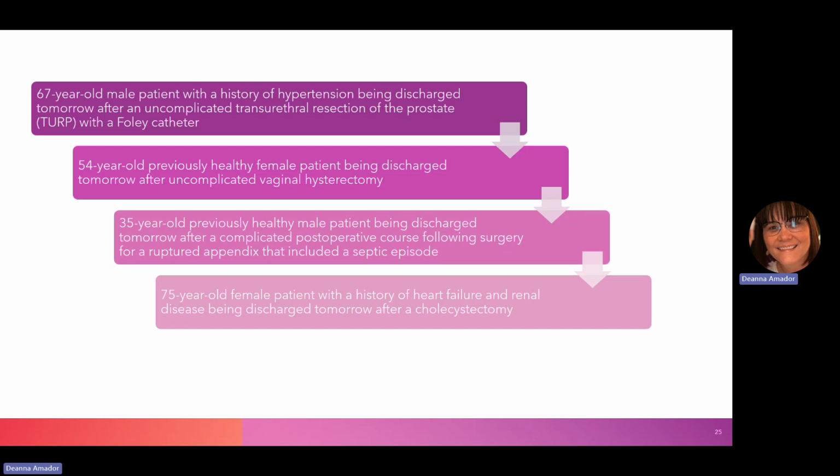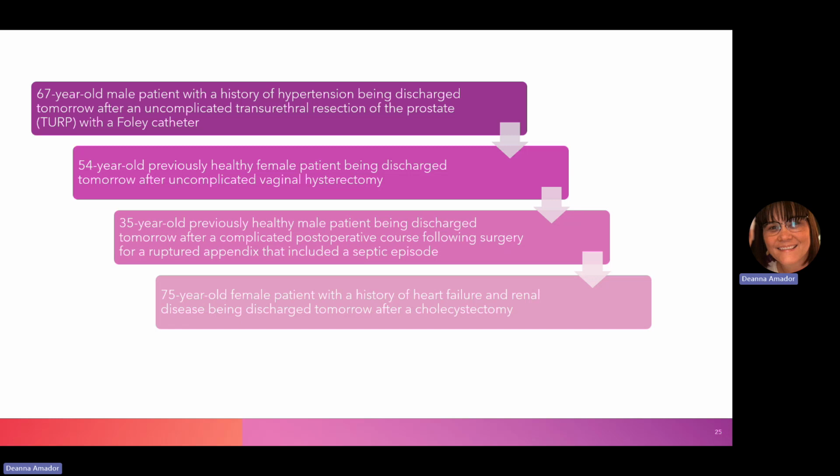The next would be a 35-year-old male patient being discharged after a complicated postoperative course following surgery for a ruptured appendix that included a septic episode. He will need detailed follow-up, but the patient is younger and previously healthy, so there should be a smooth transition home.